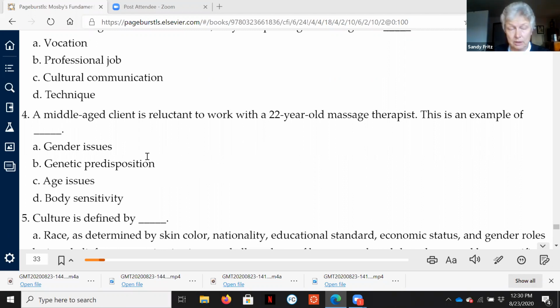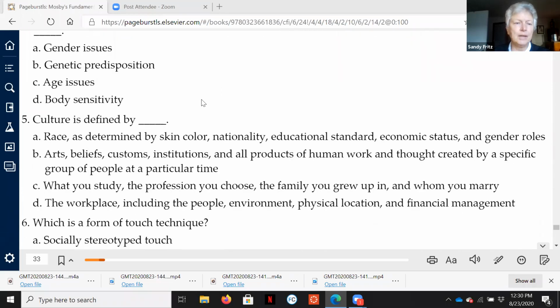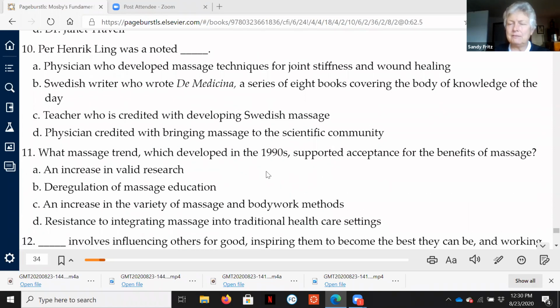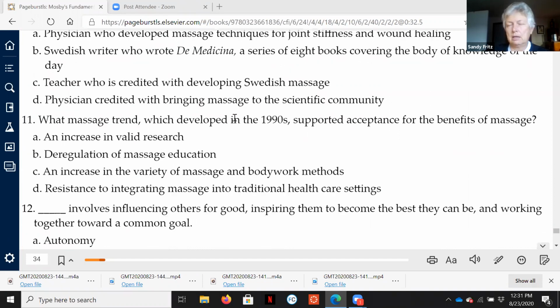A more clear question then would be a male client is reluctant to work with a female massage therapist. You take the age right out of there. Then it is clearly gender related. Okay, that's how these questions work. And do discuss these. Even if your class isn't set up, these are talked about in the classroom. Study groups are fantastic, and this is a good way to structure a study group.